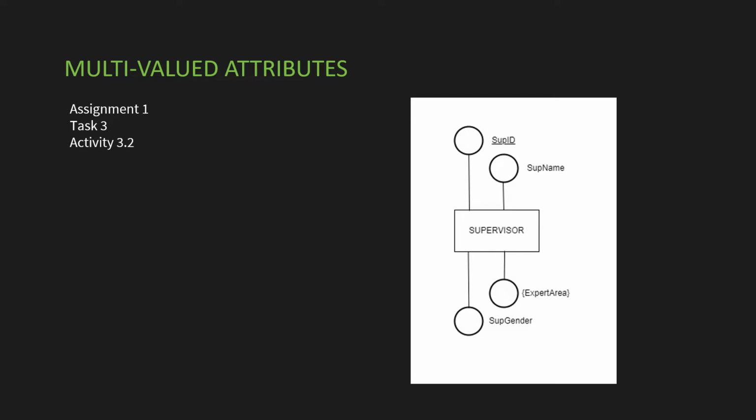In this case also, many of the supervisors have many expert areas. One is expert in marketing as well as negotiating, and another one is expert in counseling as well as auditing. So this attribute has many values. That is why it is called a multi-valued attribute. And in entity relationship diagrams, those kinds of attributes are represented inside curly brackets.